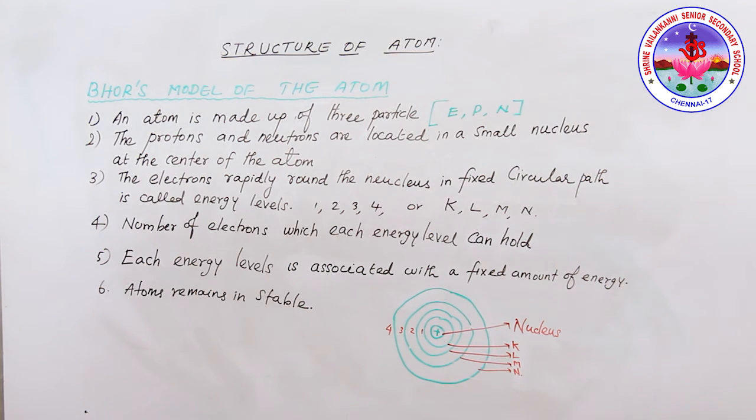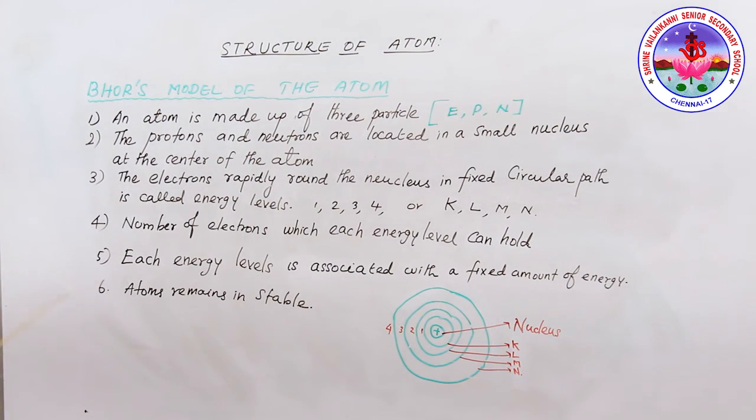Clear? And then finally, children, the atom remains stable. There is no excess positive charge and no excess negative charge. Positive charge and negative charge are equal, so the atom remains stable and is neutral in charge. These are some important postulates of Bohr's model of the atom.